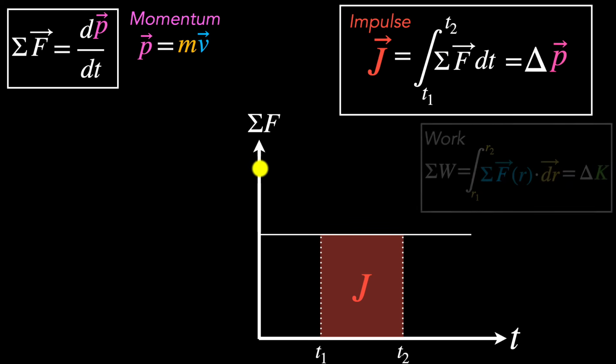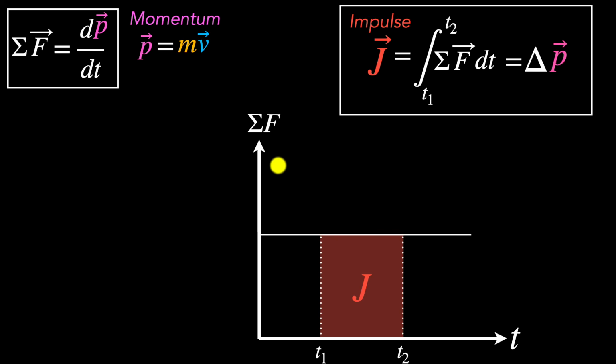But of course, let's come back to our example. When you're catching a ball, the net force is not a constant. But we don't have to worry about it anymore because we have found graphically how to calculate the impulse. We just have to calculate the area under the graph. This will work even if the net force is not a constant.